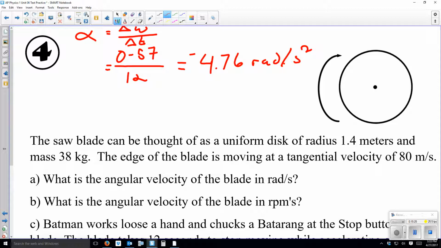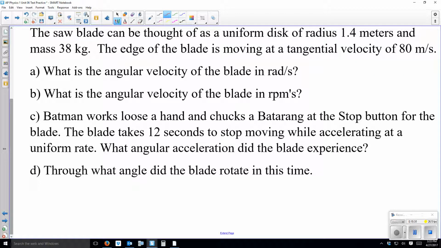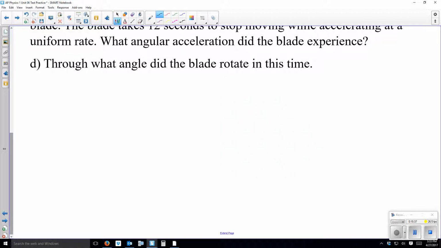Letter D, through what angle did the blade rotate in this time? This is where we actually get into the kinematics type problems here. So it's asking about the angle. I'm going to say that delta theta equals the angular velocity initial times time plus 1/2 angular acceleration times time squared. I'm looking for the angle it went through.